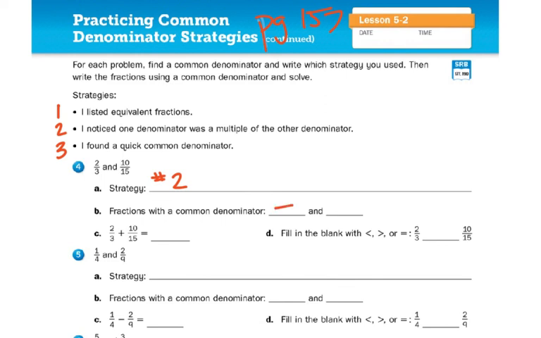So I'm going to change them both to 15ths. Actually, I'll just rewrite the second one. So 2/3, I multiply 2 times 5 to give me 15. So I multiply the top by 5. 2 times 5 is 10. And 10/15, I didn't need to change anything about that one. So adding those two together, 2/3, which is the same as 10/15, plus 10/15 is 20/15. It is an improper fraction, so I can change it to 1 and 5/15.